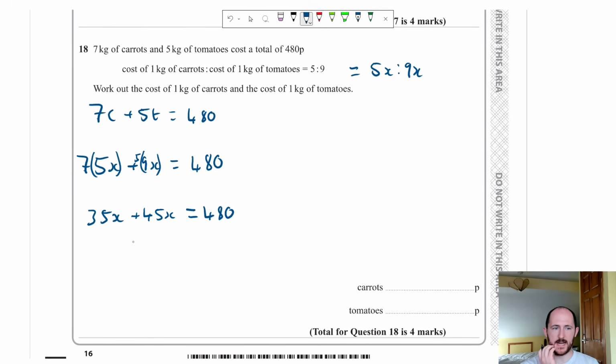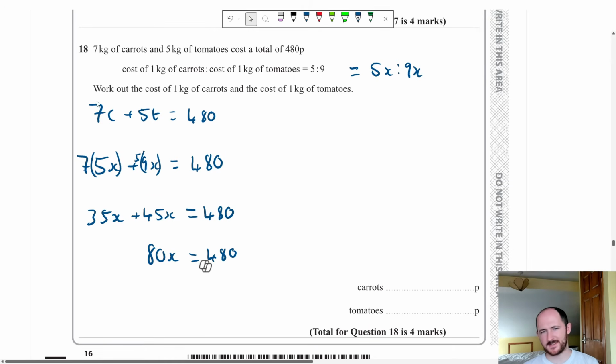Okay, and again, I think this makes things a little bit easier. 35 plus 45 is 80, so we have 80x equals 480. So just as a quick recap, we have 7 kilograms of carrots and 5 kilograms of tomatoes is 480p.